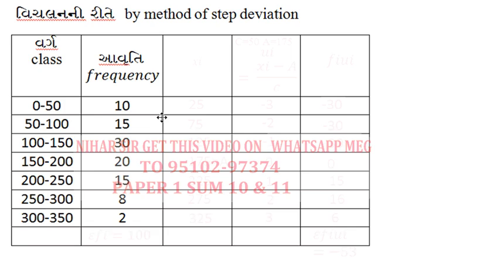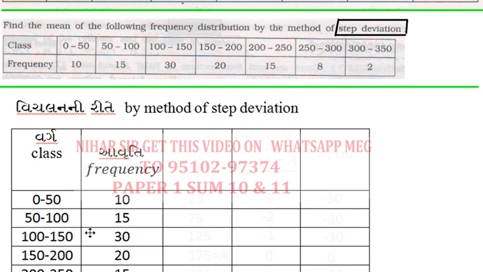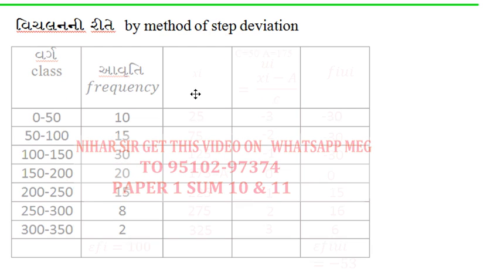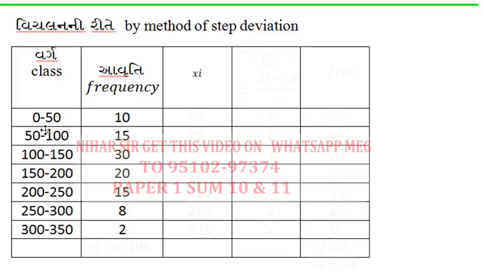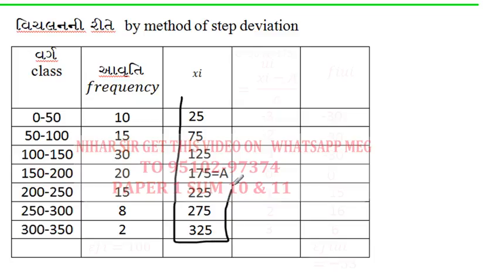Now this is given in your question, so I have taken this information from your question only. Now what I will do, I will make the xi column. So how can I prepare the xi? 0 plus 50 divided by 2, that's 25. Now I don't have to calculate for each cell. I just have to keep adding 50 to the first one. So that's 75, 125, 175, 225, 275, and that's it.